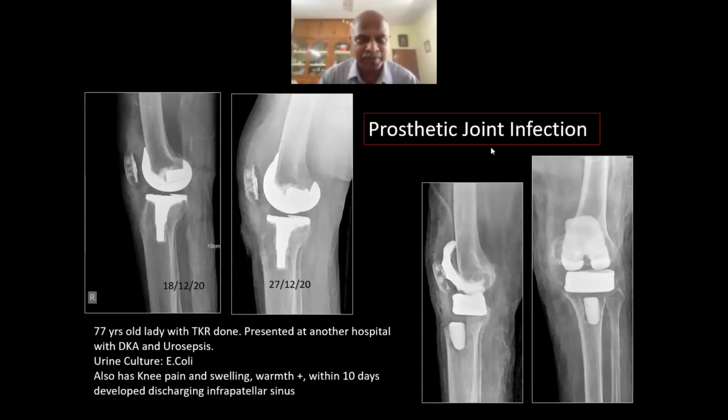As you see in this case, this is an example of a prosthetic joint infection. This is a 77-year-old lady who'd had a TKR done about 10 years ago. She presented at another hospital with diabetic ketoacidosis and urosepsis. The urine culture had shown E. coli. She also developed knee pain and swelling there itself and was referred to us for further management. This is the radiograph we did when she presented to us. You can see that there is some joint effusion there.